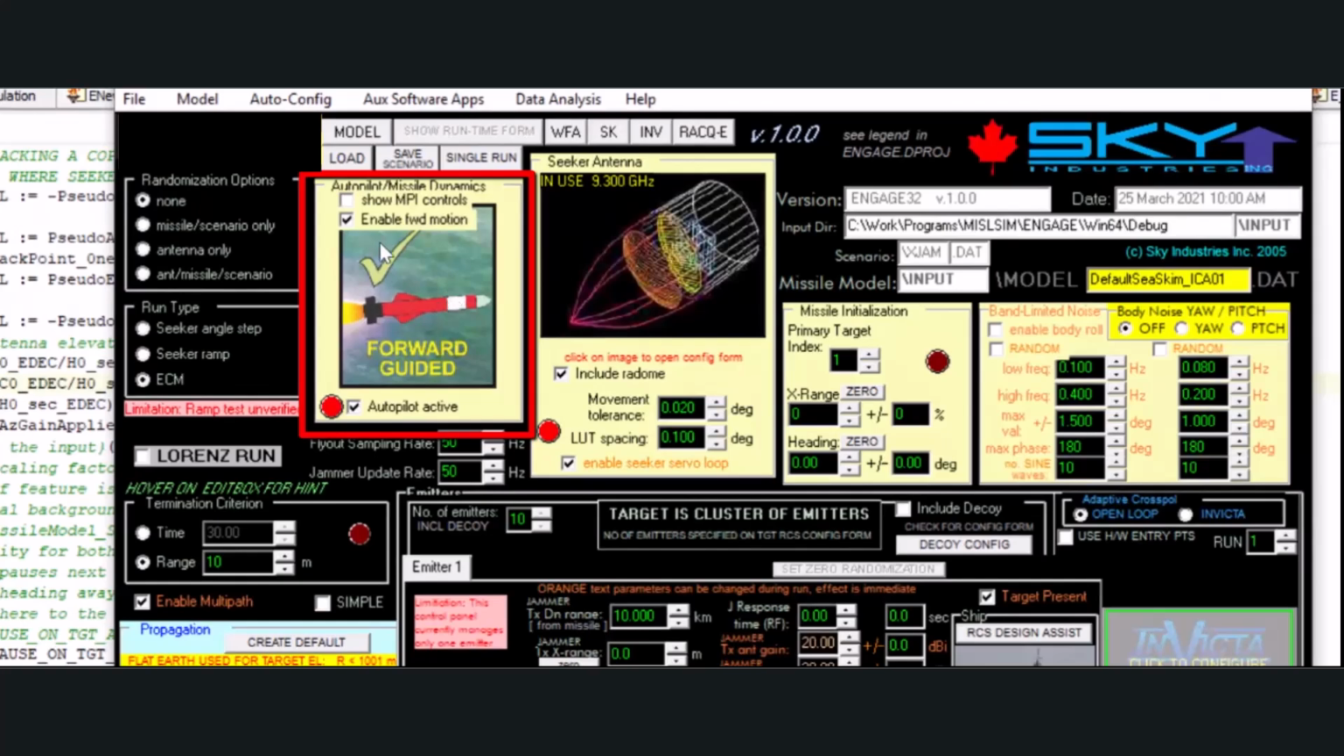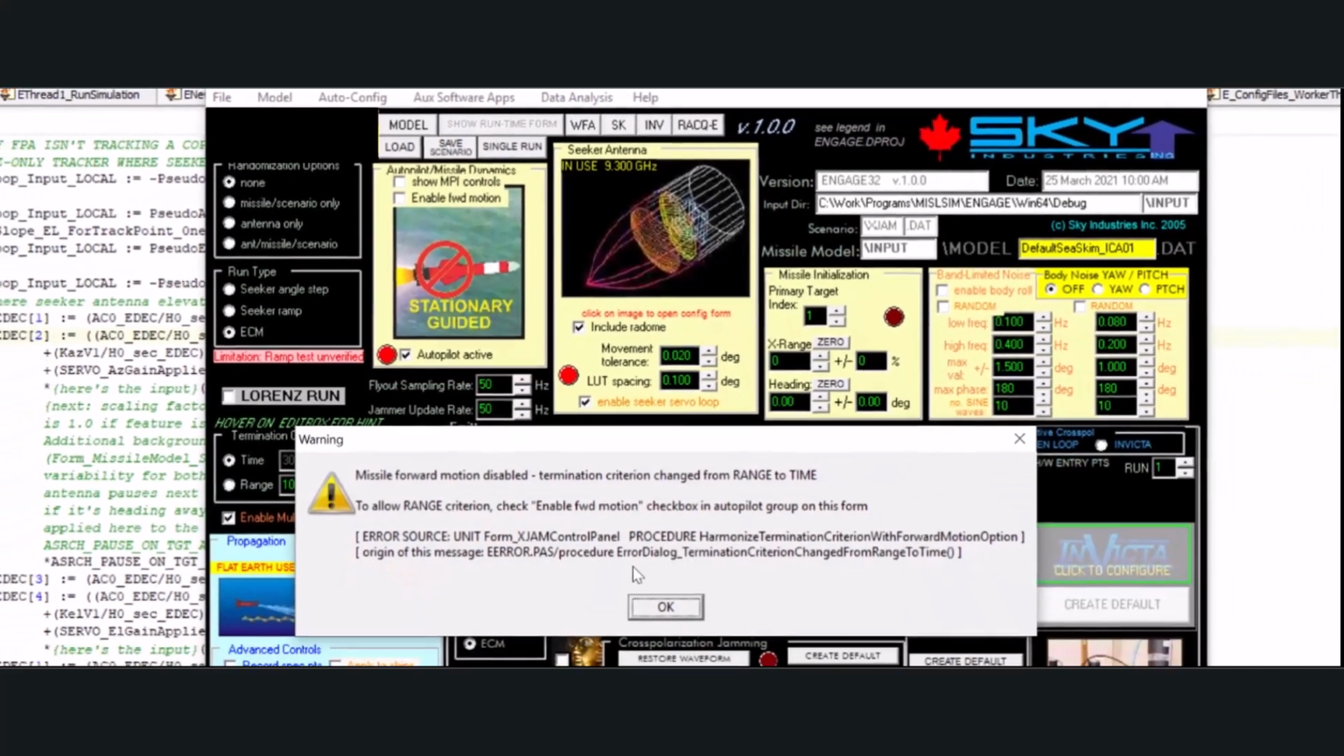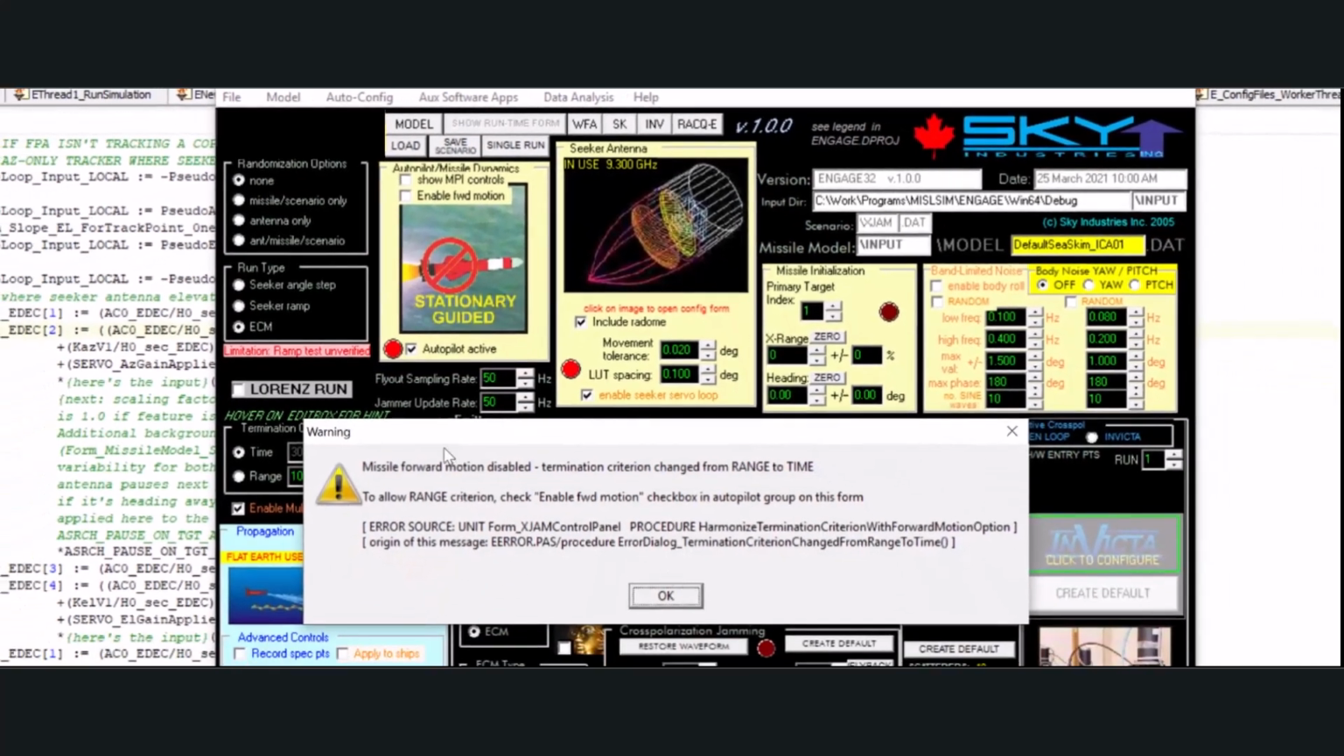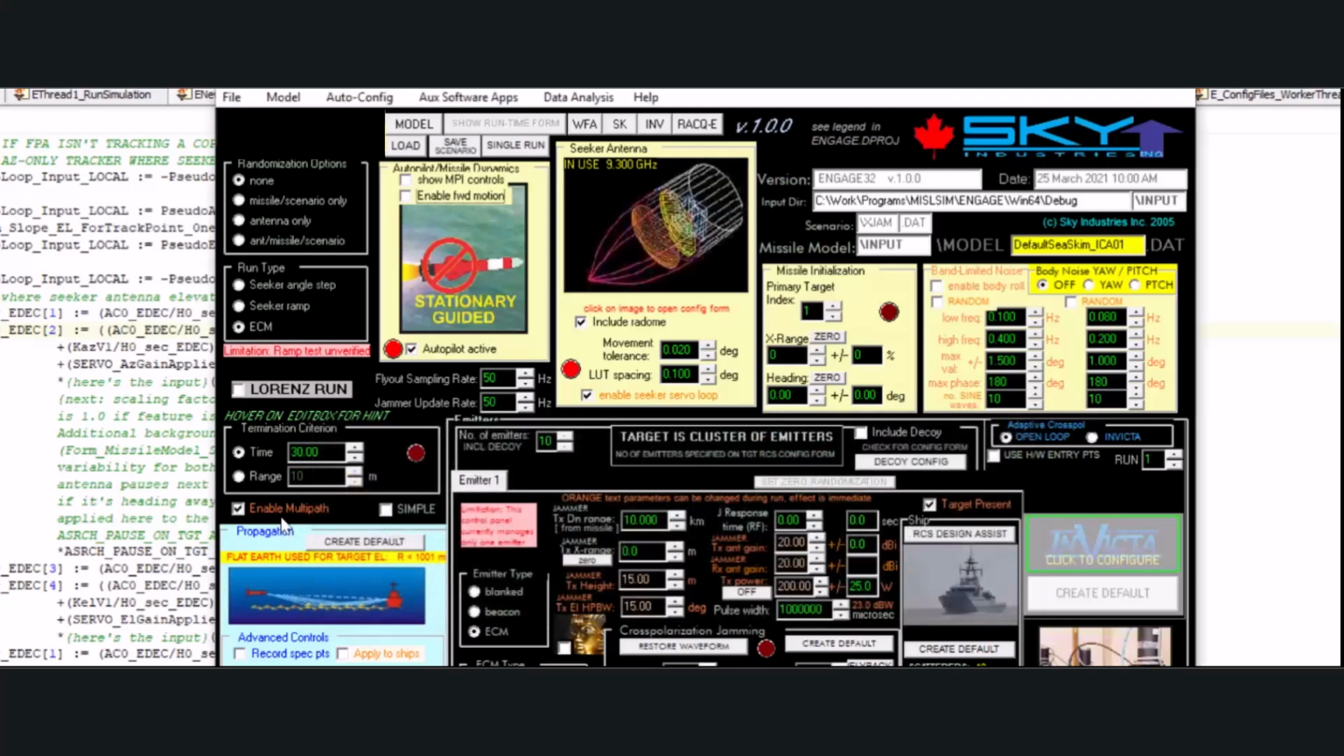Autopilot, that's reasonably important. So look, we can enable forward motion. Oh, look, we stopped forward motion, and we get an error message saying, hey, you said you wanted to stop at a range criterion, but if the missile isn't moving, that doesn't make any sense. So if you click OK, it goes back to time.